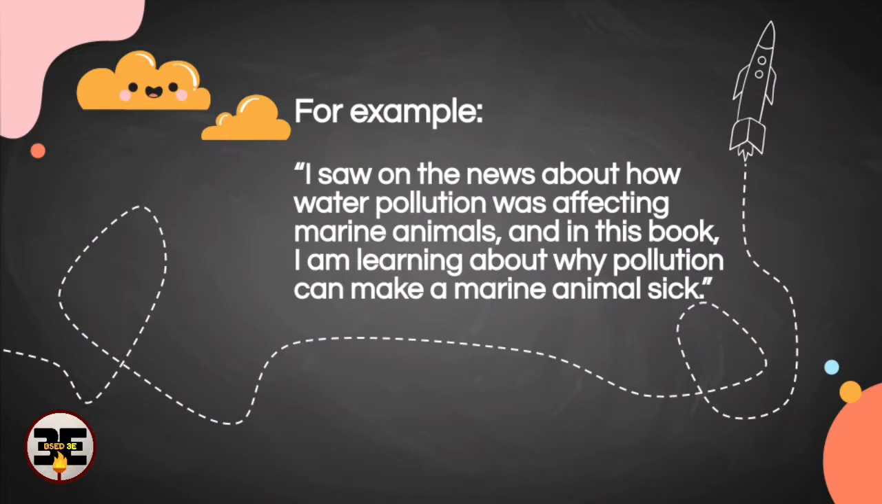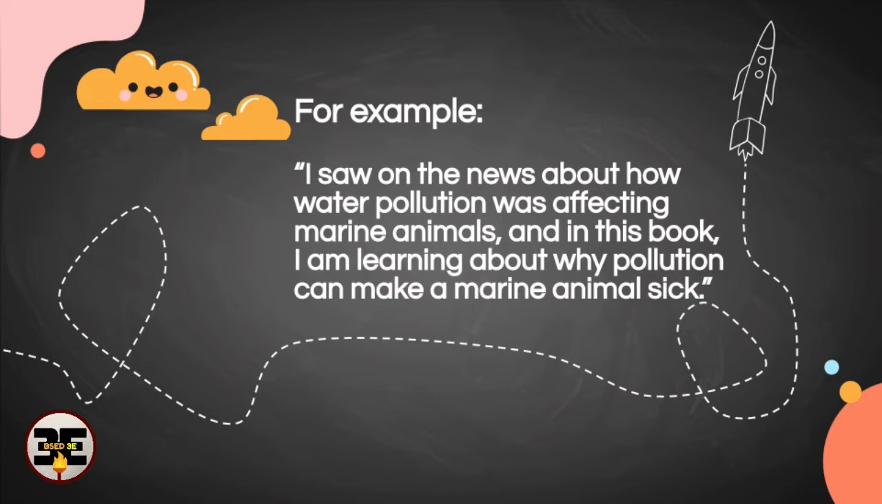A good example of text-to-world connection is, I saw on the news about how water pollution was affecting marine animals, and in this book, I am learning about why pollution can make marine animals sick. These three connections are most meaningful and effective when you can create deep, complex, and insightful connections to the text rather than the vague, general, or superficial connections.